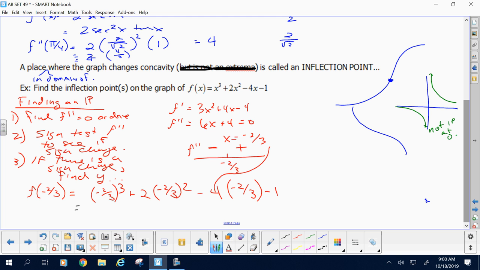Don't want it there anyway. All right, negative 8/27. What do we got there? So 4/9 times 2, so 8/9, yay. Plus 8/3 minus 1. Do you concur?